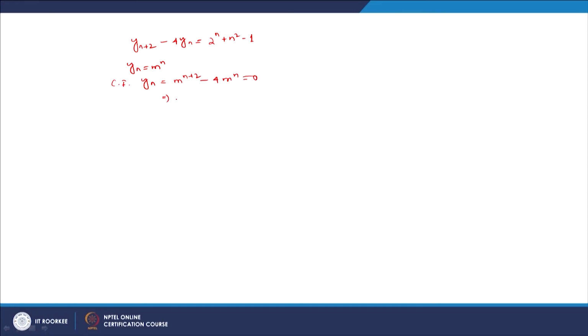This implies that m to the power n into m square minus 4 equals 0, where m to the power n is not equal to 0. So, we have m equals plus or minus 2. Considering m equals plus or minus 2, we have two real and distinct roots. The polynomial expressed in the form g of m is m square minus 4.